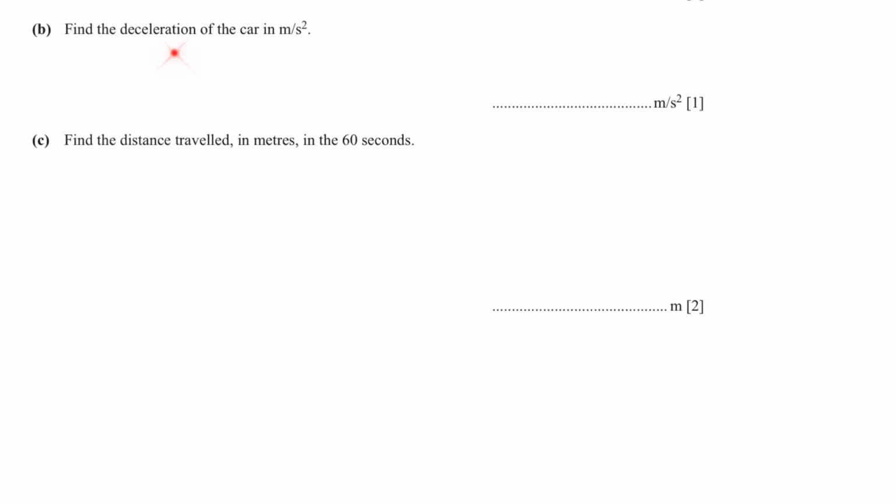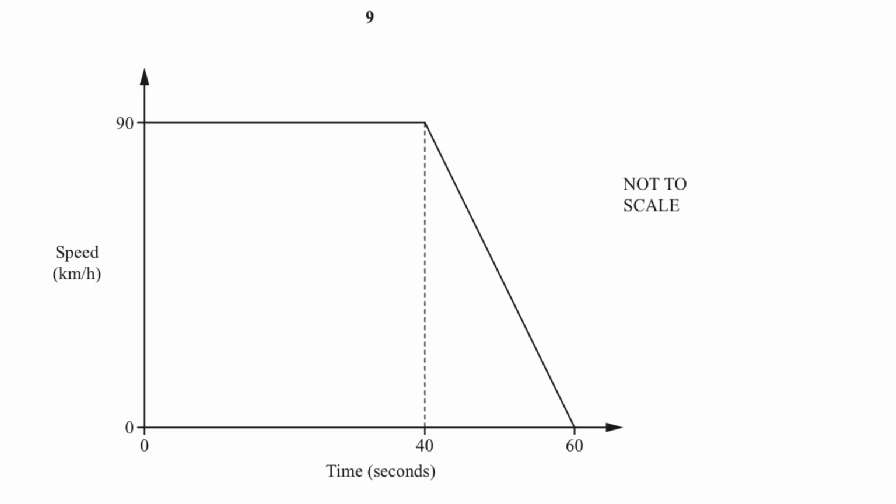In part B, we have to find the deceleration of the car in meter per second square. To find the deceleration, we have to find the time taken here. So we have 20 seconds. Because it is in seconds, we will write our answer in meter per second squared. So what was the speed that we had found in part A? 25. 25 divided by 20. That is going to be your deceleration in meter per second squared, which will be 1.25.